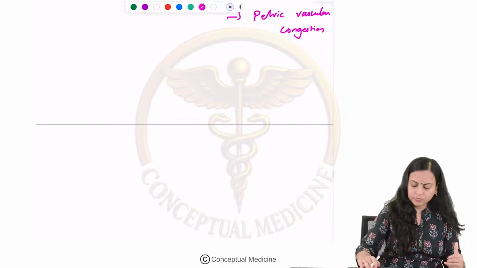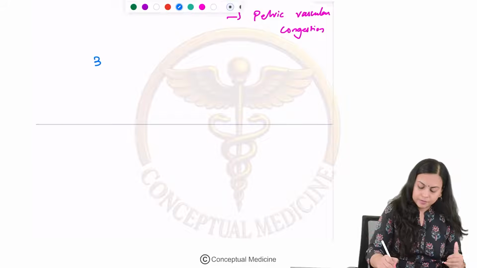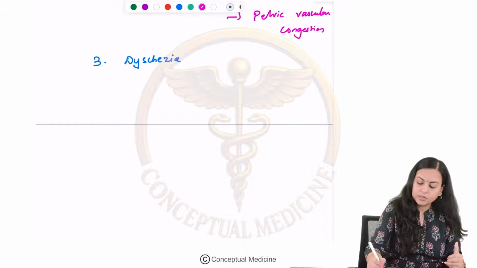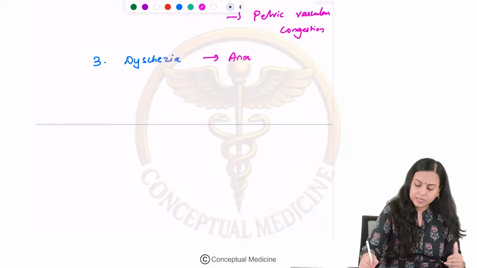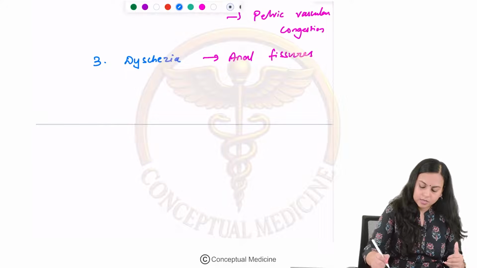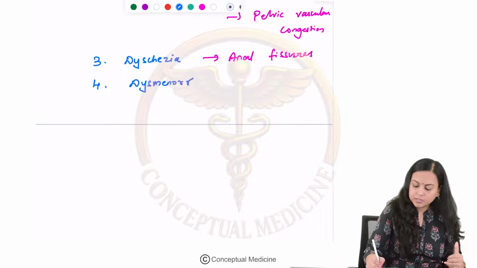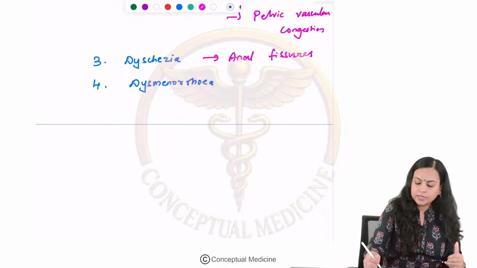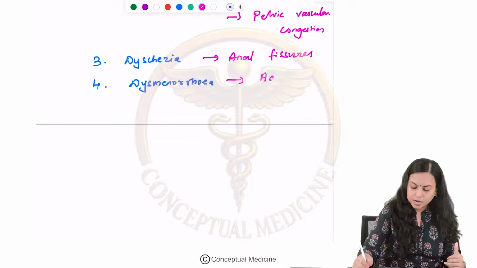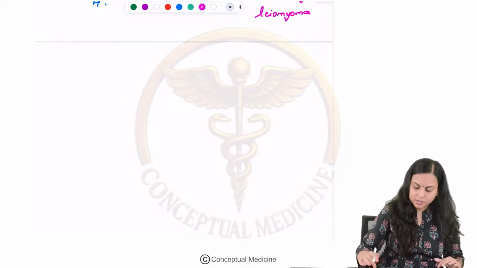Okay. And remember, dyschezia can also be a presentation where you will keep, yes, very good, anal fissures as a differential diagnosis. When they present with dysmenorrhea, you will keep, very good, adenomyosis or else a leiomyoma as differential diagnosis.